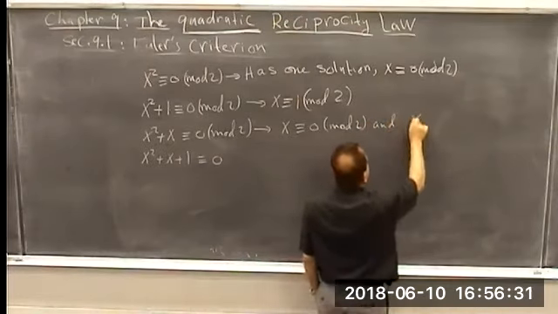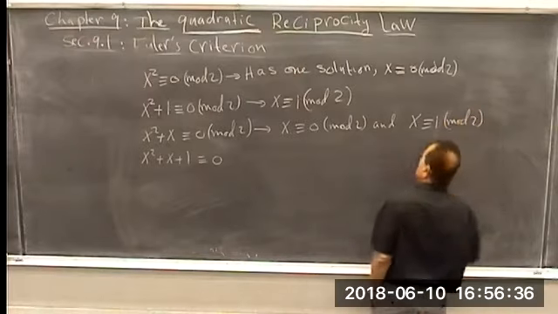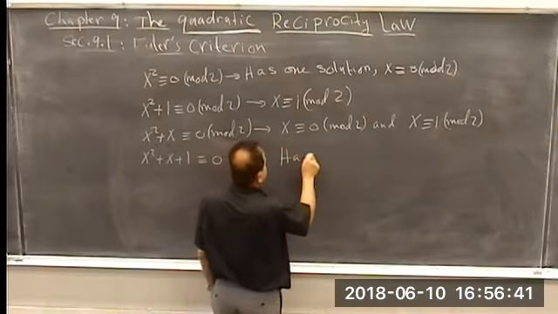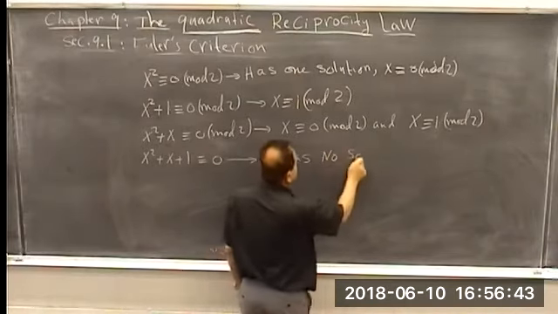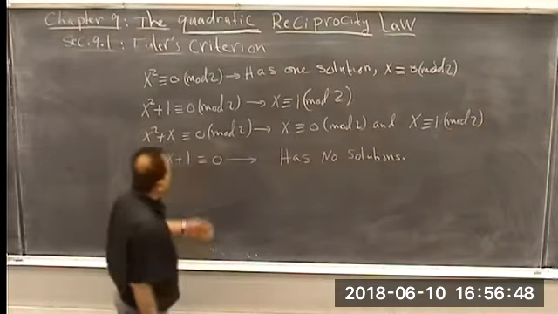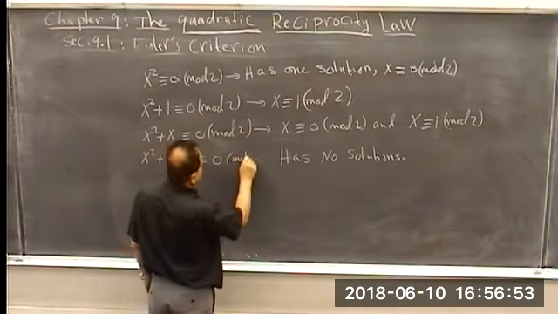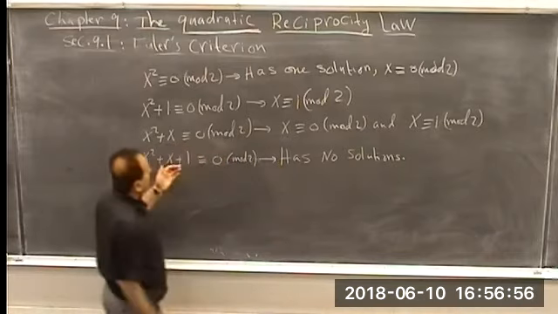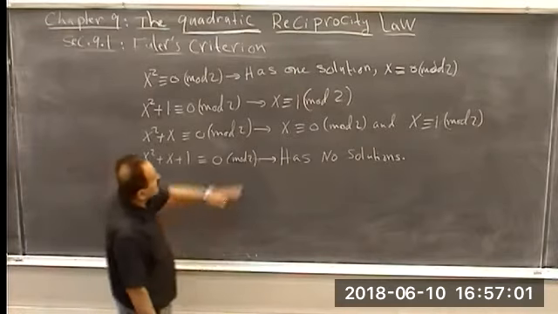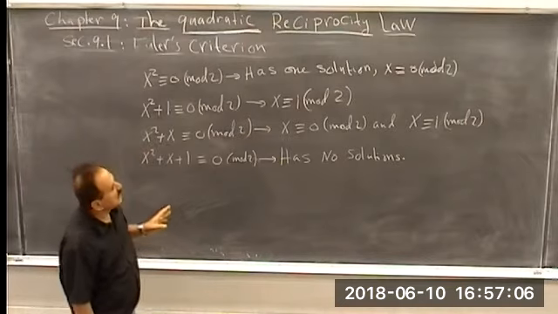And x congruent to 1 mod 2. And this one has no solution. But again, the only solutions, we need mod 2 here, is either 0 or 1. So when you plug in either one of these, it's not going to satisfy this. Now, as I said, this is the exception, all right?